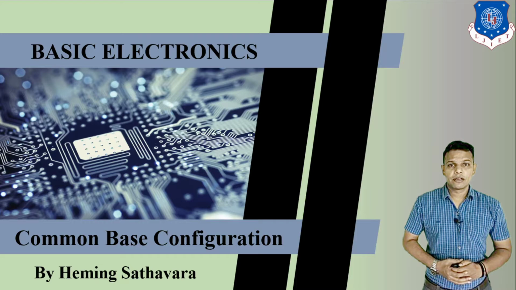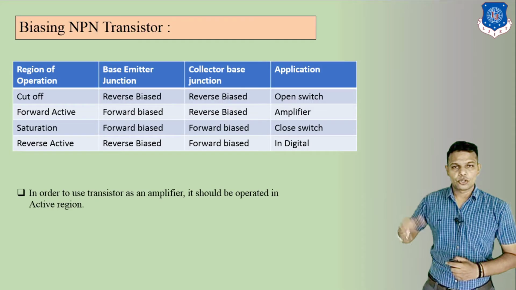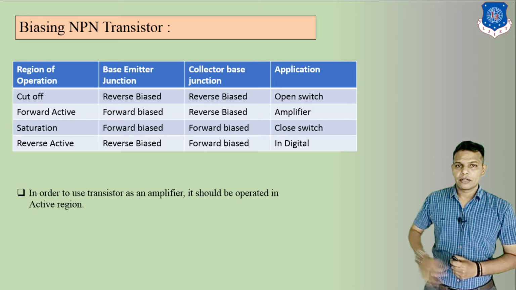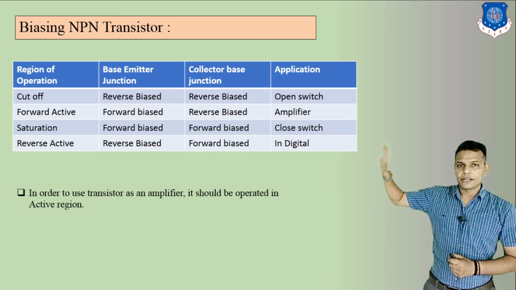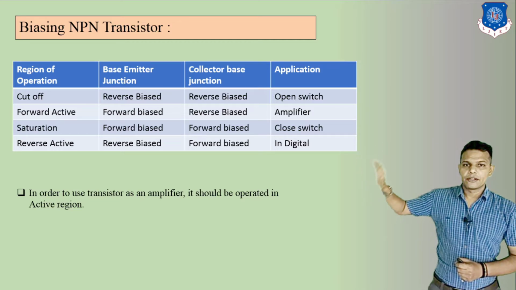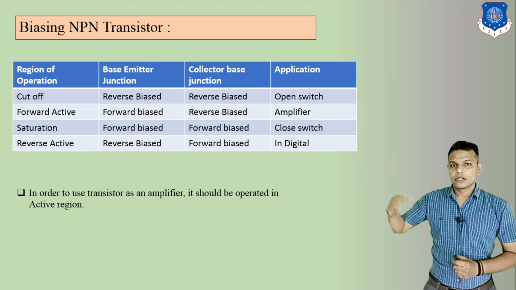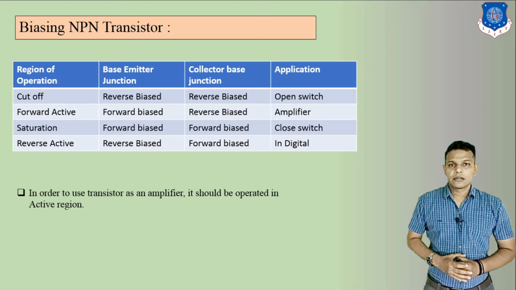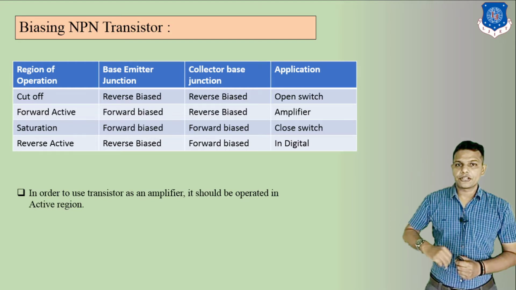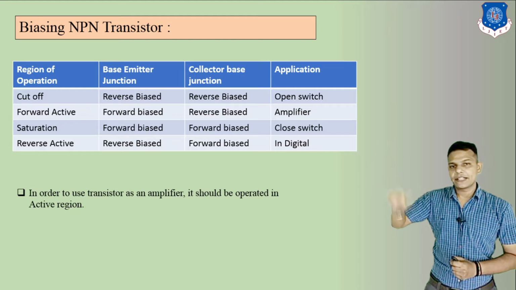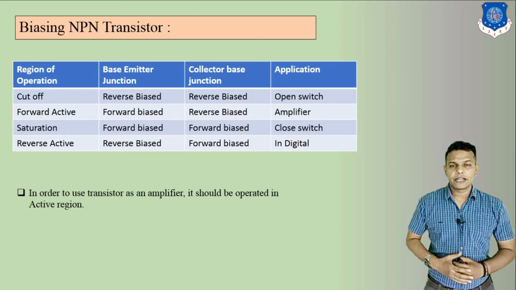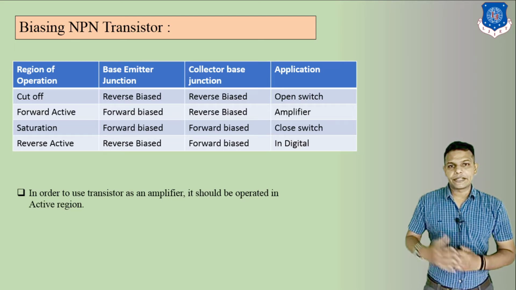So let us first discuss the basics. Biasing of an NPN transistor is possible like this. Here we can see the cutoff region, forward active region, saturation region and reverse active region, which is used in digital applications. In this chapter we are going to discuss only three regions: cutoff, active and saturation. In order to use a transistor as an amplifier, it should be operated in the active region.